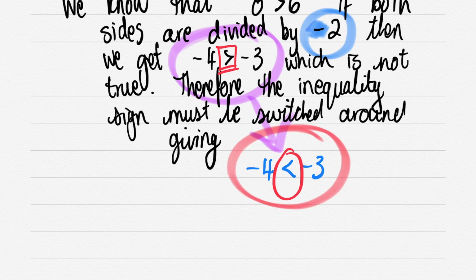So minus 4, we've changed it over. We've got minus 4 is less than minus 3, and we know that because starting at 0 and moving left, first you hit minus 1, then minus 2, then minus 3, and then eventually minus 4. So minus 4 is always less than minus 3.